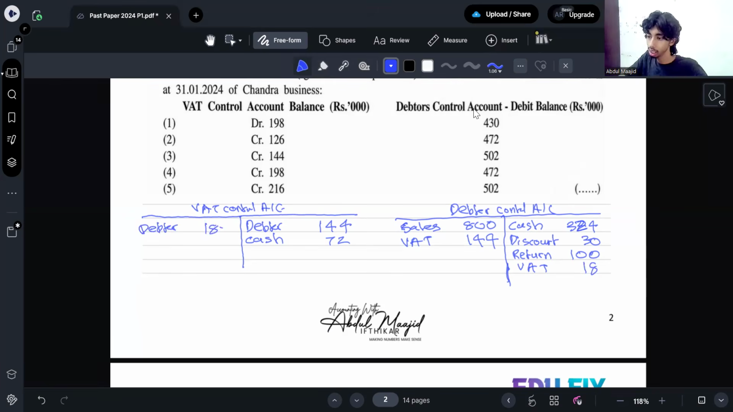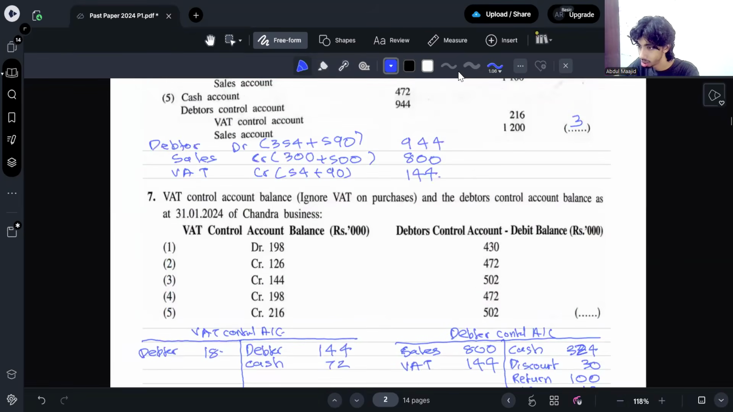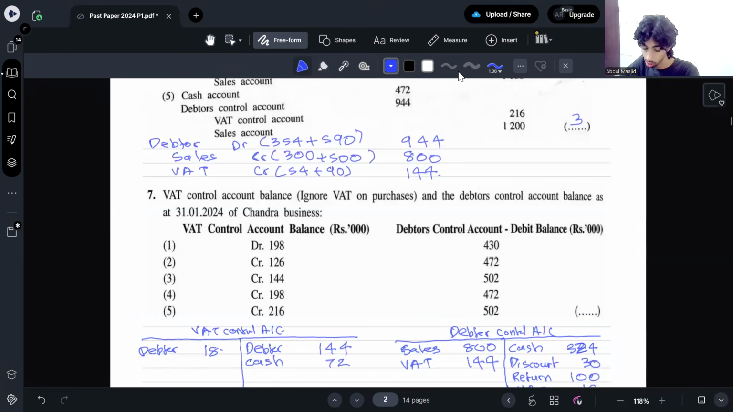So now you can balance off your debtor control account and the VAT account. 944 minus 324 minus 30 minus 100 minus 18. That will be 944 minus 324. Give me a minute, I'll tell that. Wait. Which 90? Oh, sorry. Yeah. Oh, no. Okay, wait.